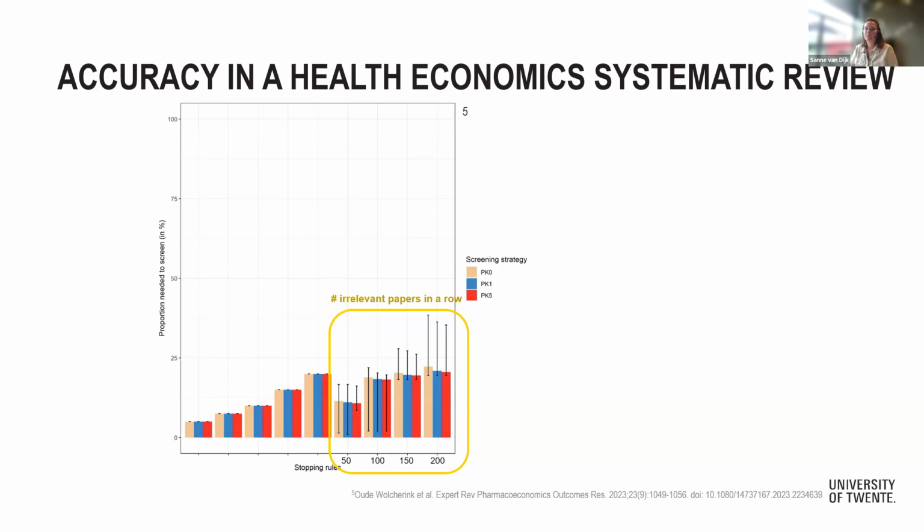So, the upper limit of the black lines represents the worst simulation round out of the 1,000 simulations. So using the most conservative stopping rule, namely ending the loop after 200 consecutive irrelevant abstracts presented to you by the algorithm, and looking at the worst case simulation round, even then, 30 to 33% of the abstracts needed screening, eventually saving 2/3 of your time.